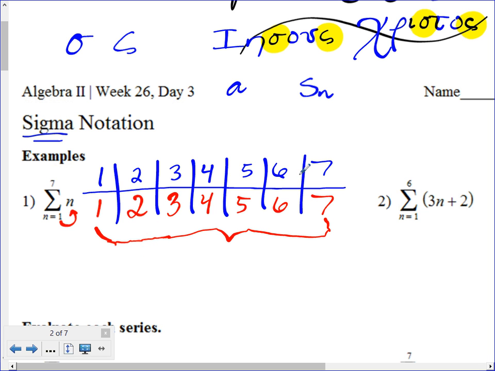Now, since it's a series, that means you have to add up the terms. So 1 plus 2 plus 3 plus 4 plus 5 plus 6 plus 7. I did about 3, 6, 10, 15, 21, 28. That's the answer: 28.